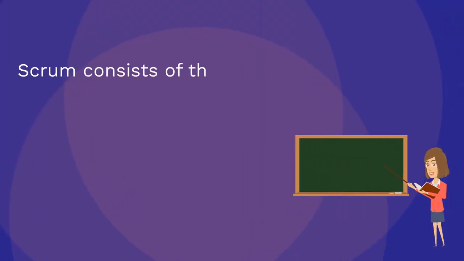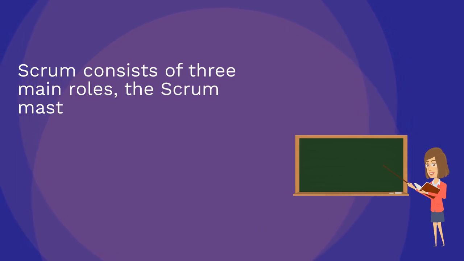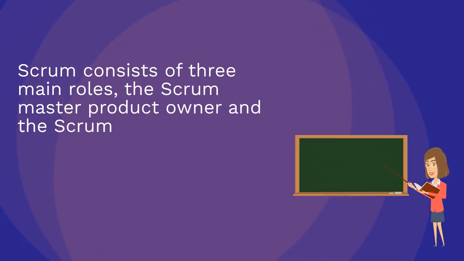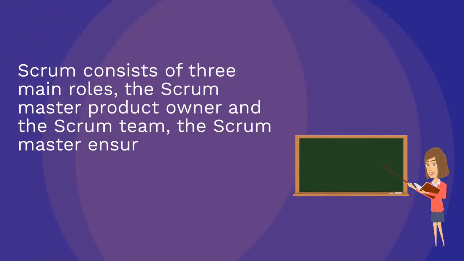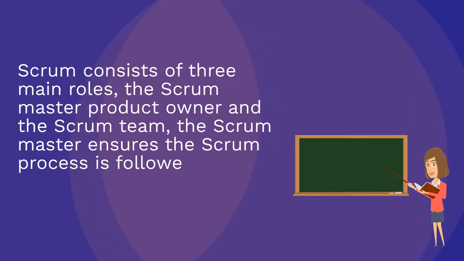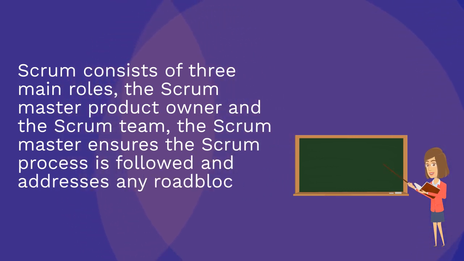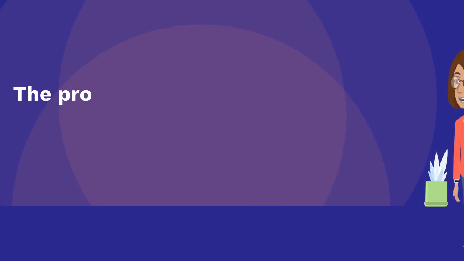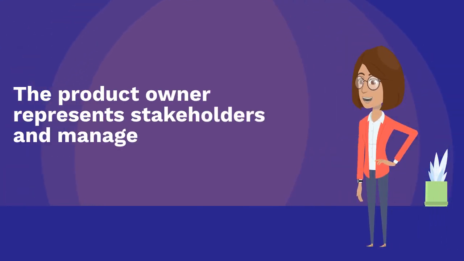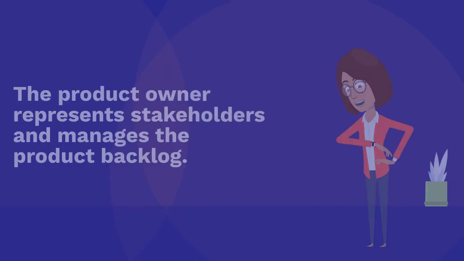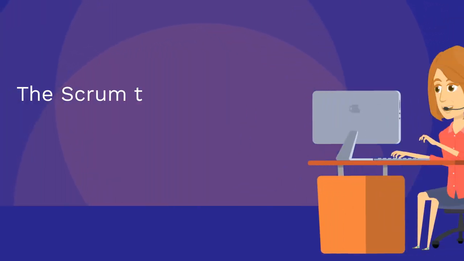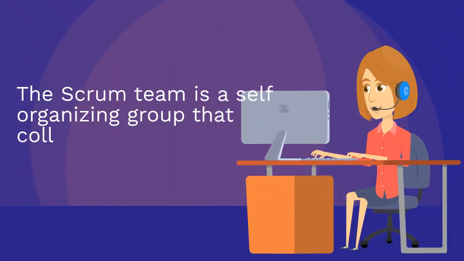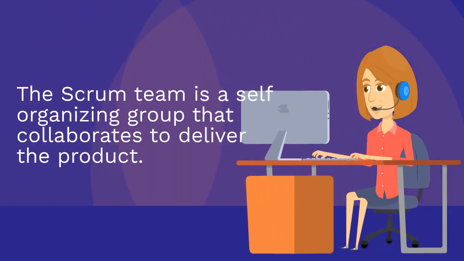Scrum consists of 3 main roles: the Scrum Master, Product Owner, and the Scrum Team. The Scrum Master ensures the Scrum process is followed and addresses any roadblocks. The Product Owner represents stakeholders and manages the product backlog. The Scrum Team is a self-organizing group that collaborates to deliver the product.